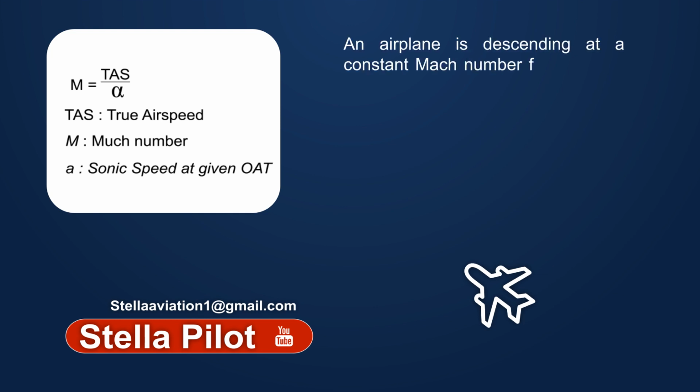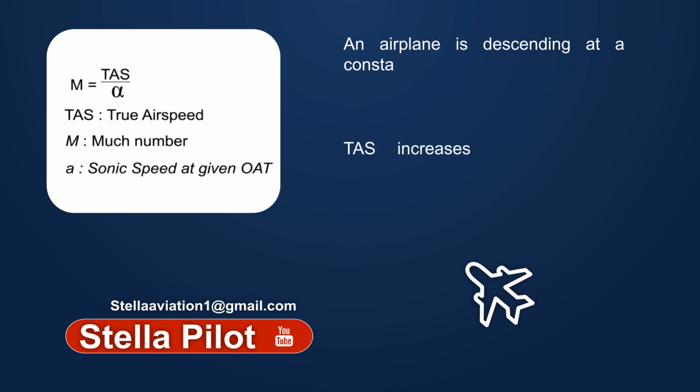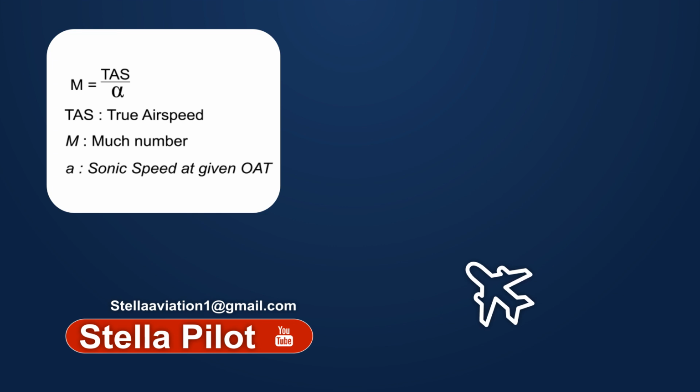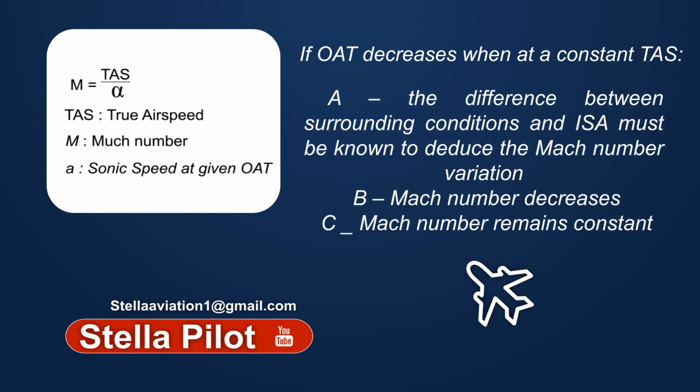An airplane is descending at a constant Mach number from flight level 350. What is the effect on true airspeed? The answer is true airspeed increases as temperature increases. Or another one, if outside air temperature decreases when at a constant true airspeed, Mach number increases.